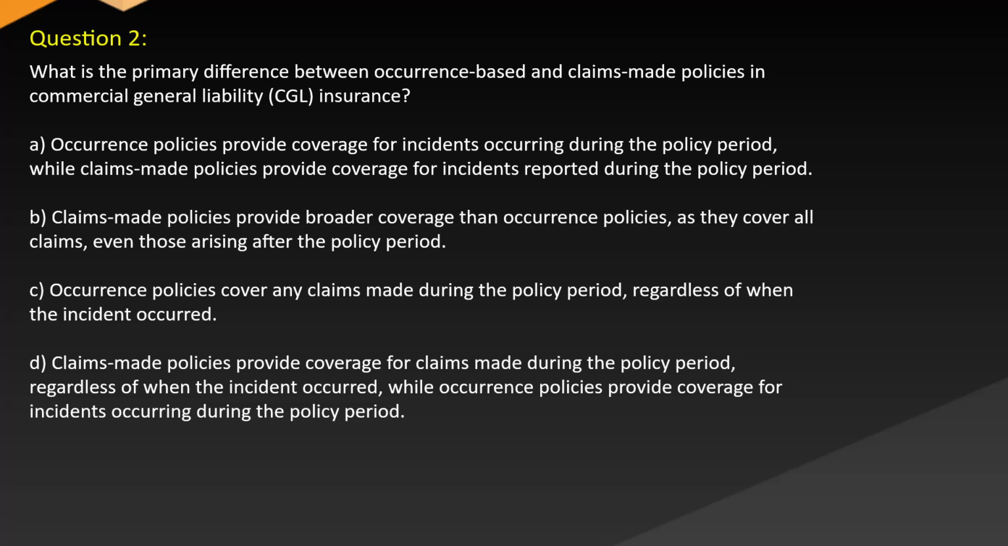Question 2. What is the primary difference between occurrence-based and claims-made policies in commercial general liability (CGL) insurance? A. Occurrence policies provide coverage for incidents occurring during the policy period, while claims-made policies provide coverage for incidents reported during the policy period. B. Claims-made policies provide broader coverage than occurrence policies as they cover all claims, even those arising after the policy period. C. Occurrence policies cover any claims made during the policy period, regardless of when the incident occurred. D. Claims-made policies provide coverage for claims made during the policy period, regardless of when the incident occurred, while occurrence policies provide coverage for incidents occurring during the policy period.